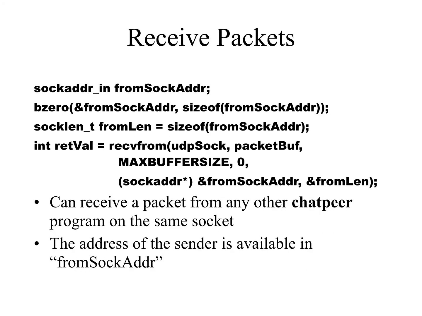After sending the packet, we have to receive the packet. This is a few lines of code that can receive the packet. In the 4th line, the main code goes here, where we receive the packet via the recvfrom function, and we receive it from the socket address of the host. We can receive a packet from any other chat peer program on the same socket. The address of the sender is available in the from socket address.